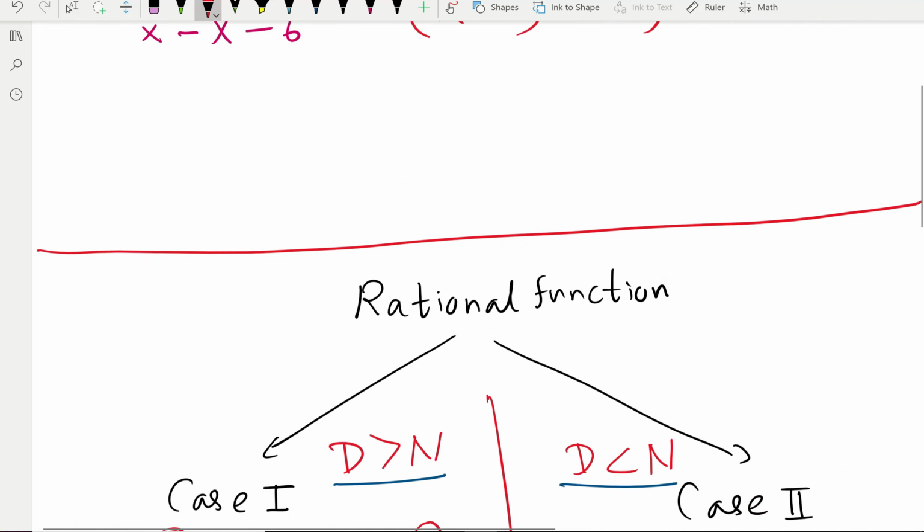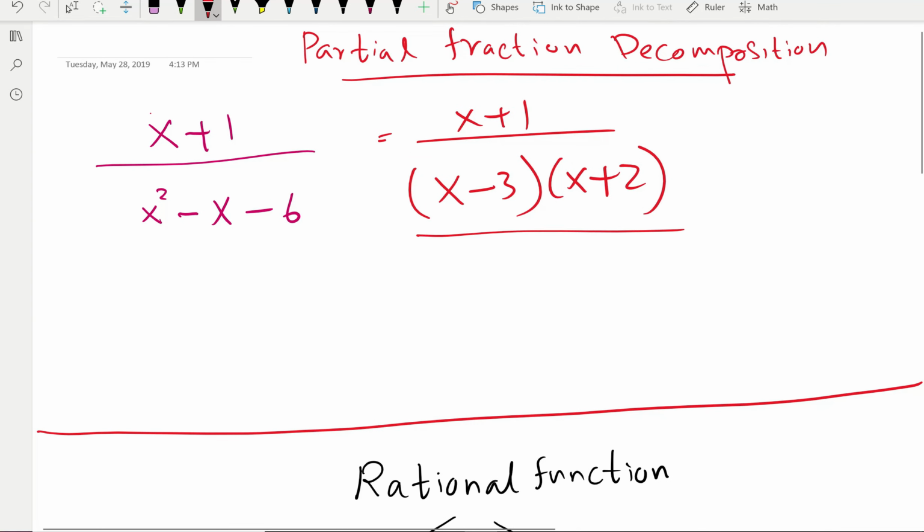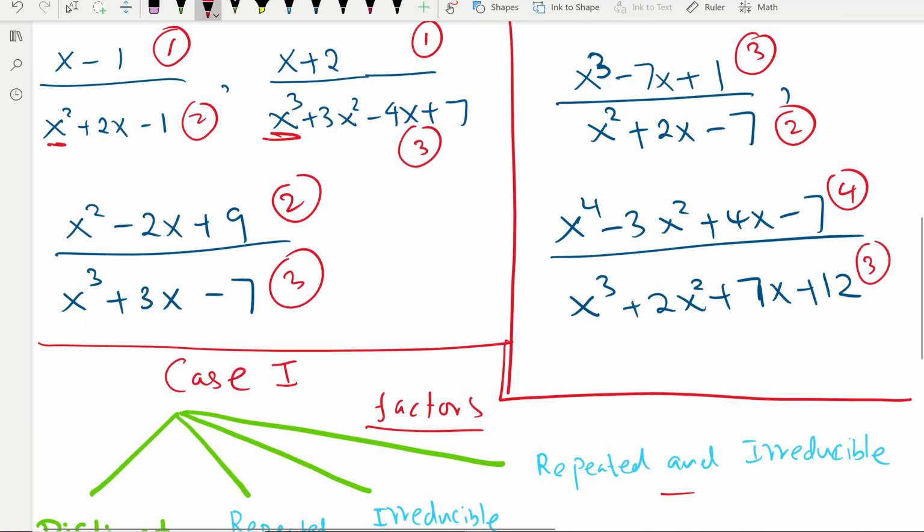Distinct linear factors means exactly what I got here. Distinct means 2 different factors, so x minus 3 and x plus 2, 2 different things. Linear means the maximum power of each factor is 1. You only have x to the power 1 terms in every factor. So this is distinct and linear. So this is the distinct linear case. Okay, so let's write it down.